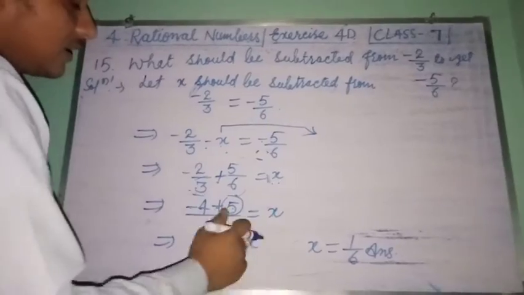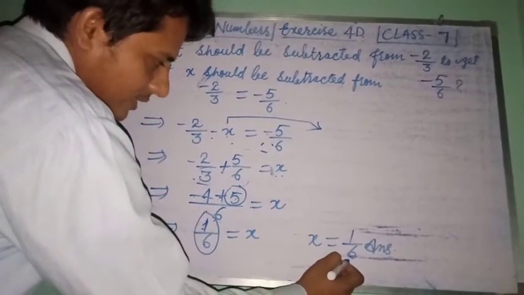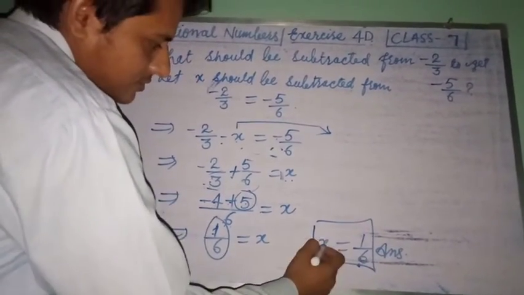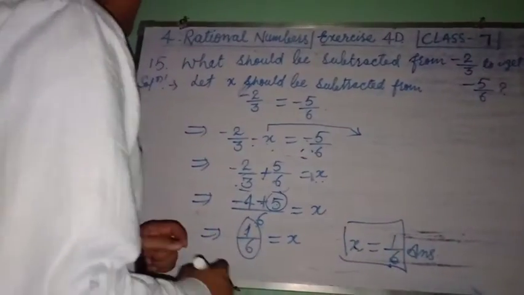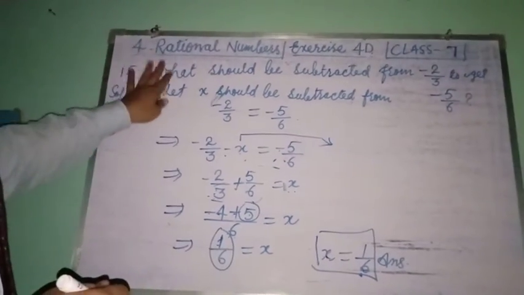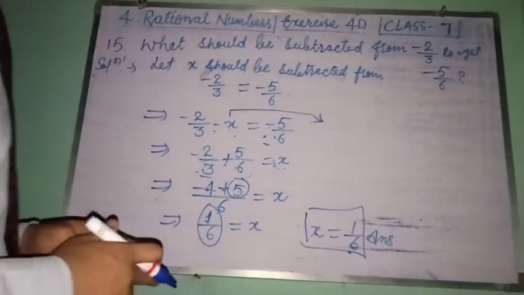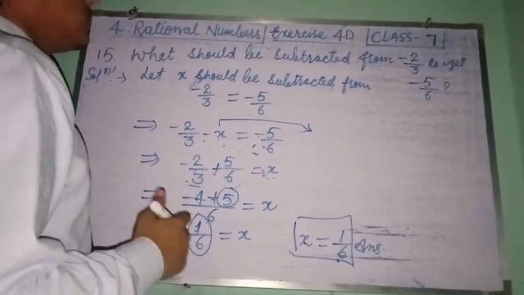Then we have to write the value on the right hand side. This is the standard way. So the answer is 1 upon 6. X is equal to 1 upon 6. This is your required answer. I hope you will understand, because there are 4 to 5 sub questions related to such type of questions. I hope you can easily solve. If you have any doubt, please ask me.